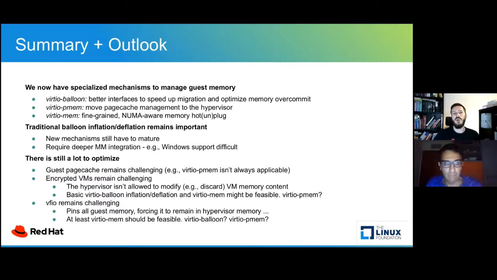So to summarize, what we see is more specialized mechanisms to manage guest memory. So for example, we talked about the virtio-balloon extensions to speed up migration or to optimize memory overcommit in the hypervisor. We talked about virtio-pmem to move the page cache handling to the hypervisor. And we talked about virtio-mem to resize your guests fine-grained and numa-aware. But it's worth noting that traditional balloon inflation and deflation still remains important. For example, the new mechanisms we see still have to mature. For example, virtio-mem is still not production ready.